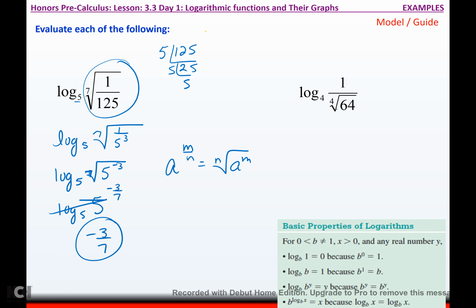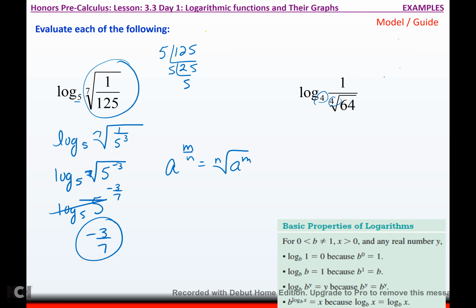Alright, oh, this is the 4th root of 64. Okay, so if I break down 64, by 2 is 32, by 2 is 16, by 2 is 8, by 2 is 4, by 2 is 2. But now I'm looking for 4s. Sorry, I want to know how many 4s. Well, there's only 3 in 64. Oh, I know what we're going to do.